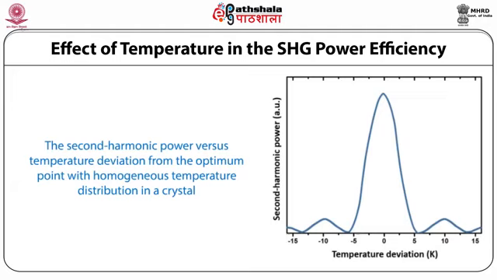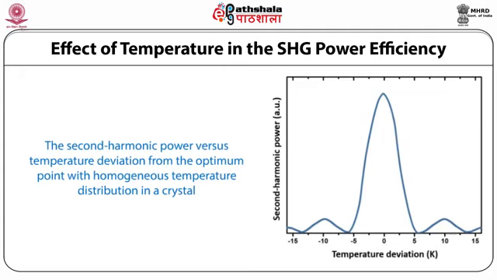The crystal temperature deviating around the optimum point develops phase mismatch and variation in the conversion efficiency. Figure 3 plots the second harmonic power versus temperature deviation from the optimum point with homogeneous temperature distribution in a crystal. The high conversion efficiency is inversely proportional to the crystal length and also relies on the temperature dependence of the refractive indices involved. A similar relationship applies to other nonlinear frequency conversion processes.